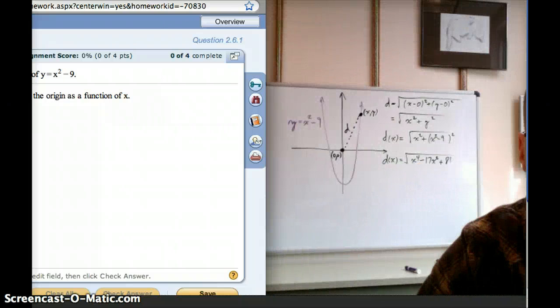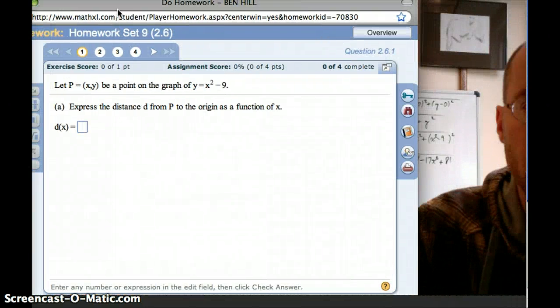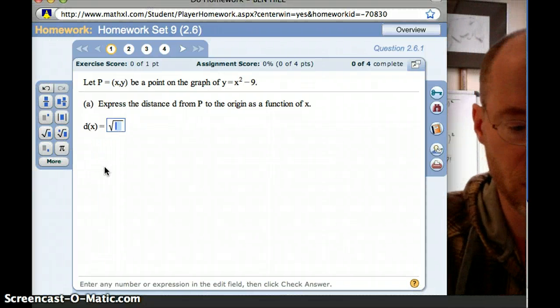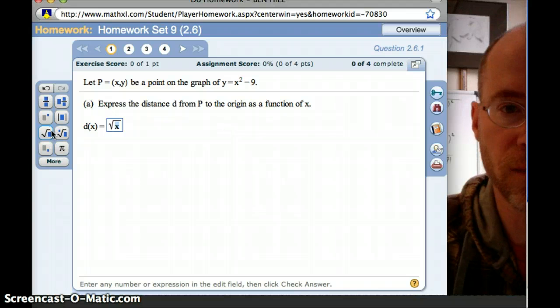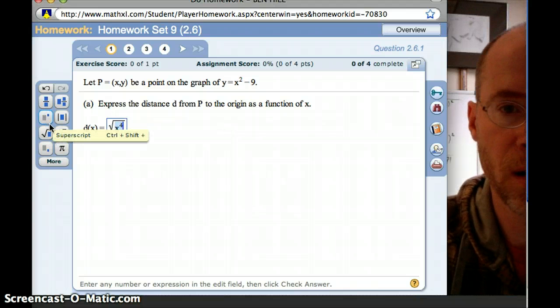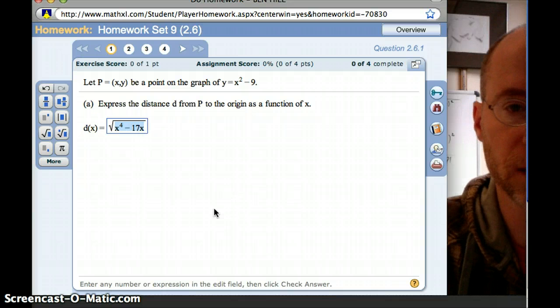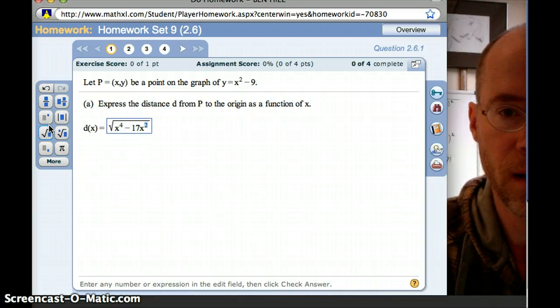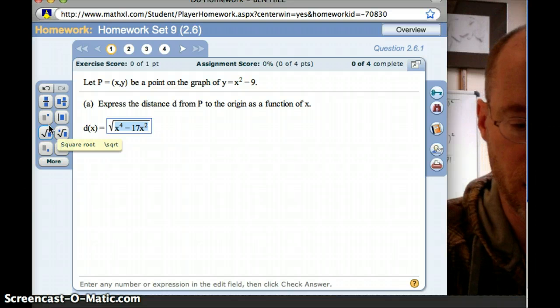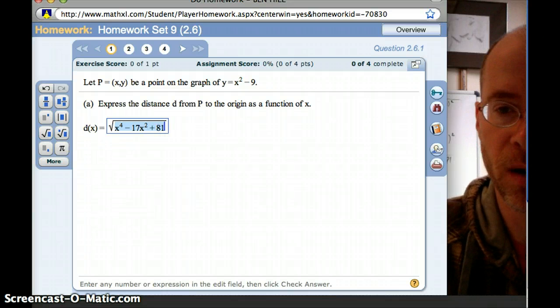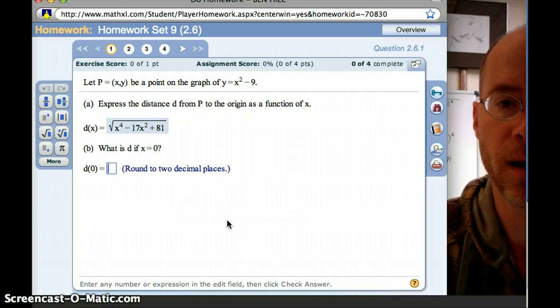And let me see if MathXL will agree with me here, that this should be the square root of x raised to the fourth power and subtract 17x squared and add 81. Come on, baby. Yes. All right.